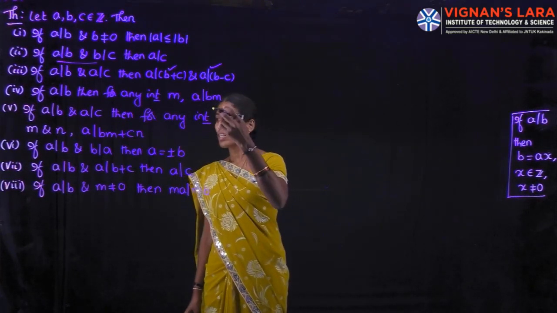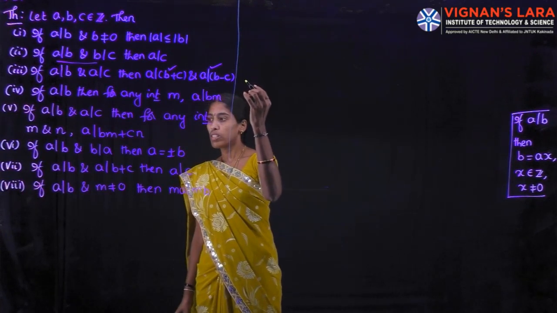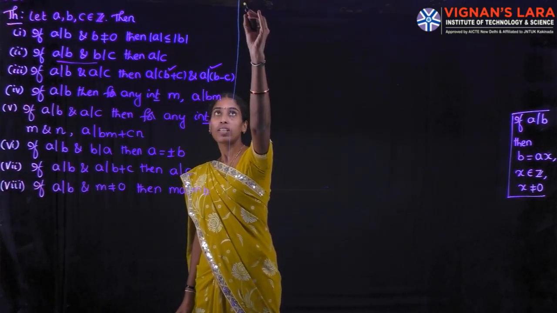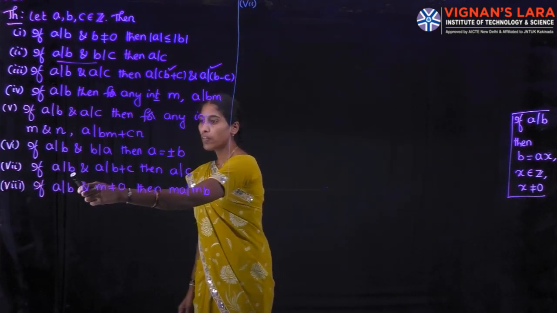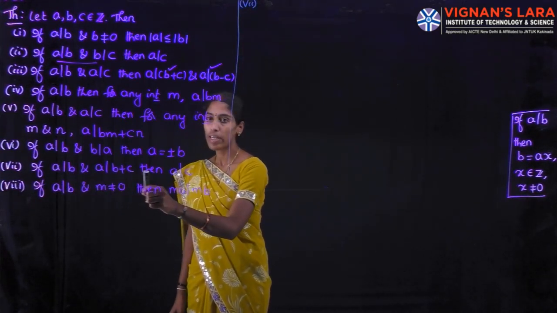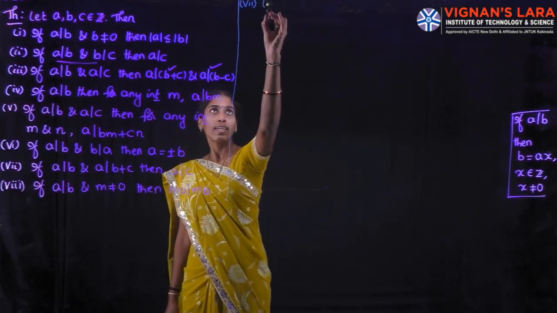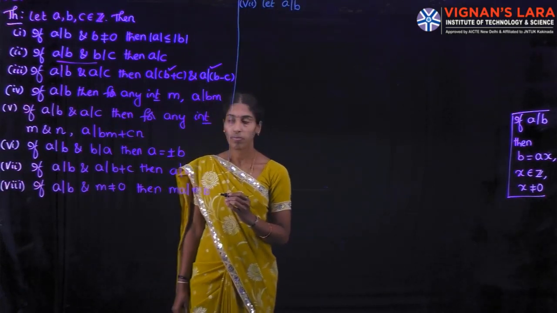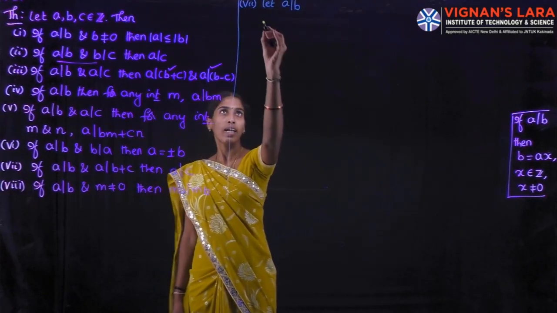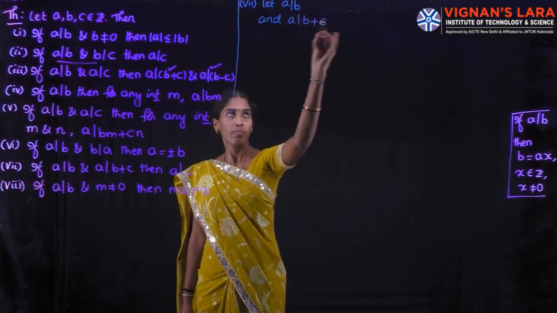Right, next we see the seventh one. What is the seventh one? If A divides B and A divides B plus C, then A divides C. So let us take it as: let A divide B and A divide B plus C.